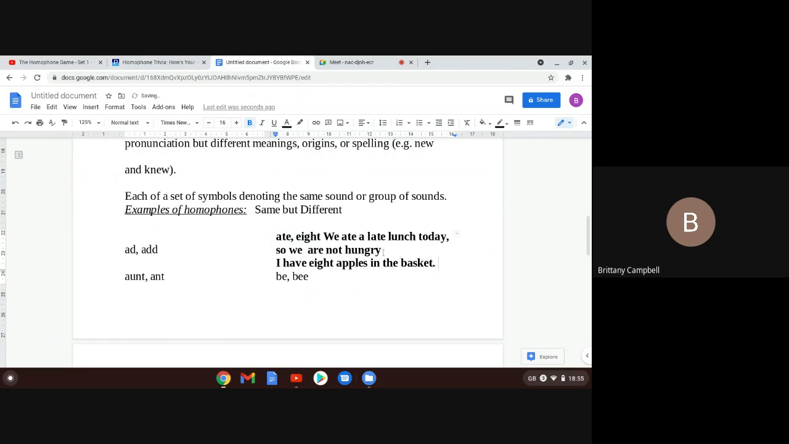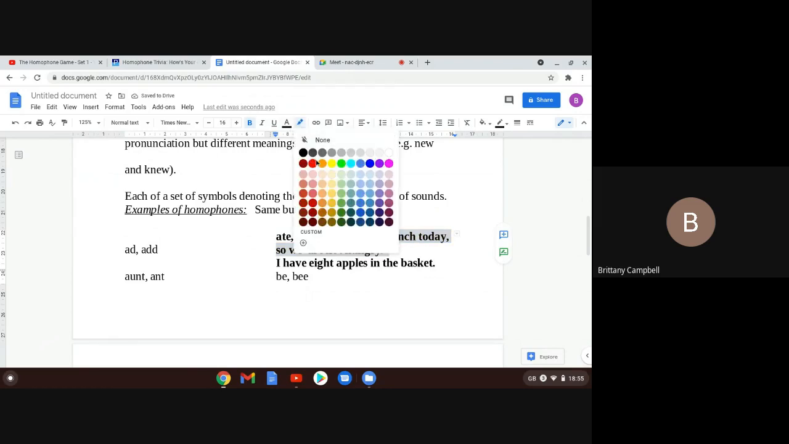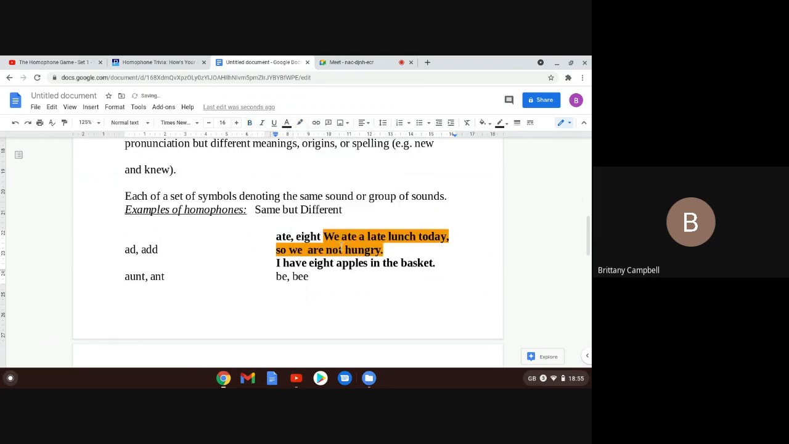My punctuation mark. Yes. All right, so read this sentence. Let us read this sentence. It says, we ate a late lunch today, so we are not hungry. You see the context in which this is used? Versus, I have 8 apples in the basket.